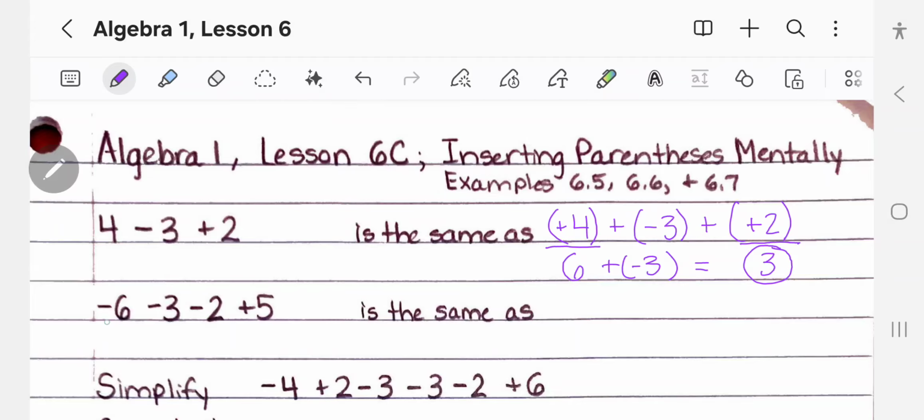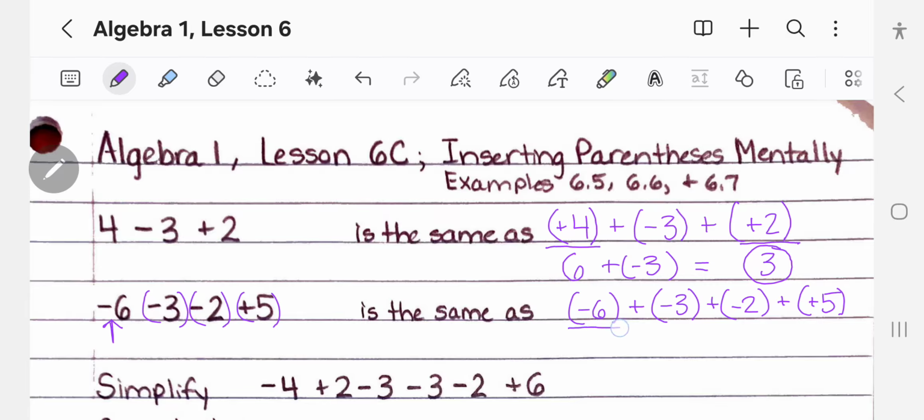I'm going to read this as negative 6. And then I'm going to insert a plus and put this in parentheses, plus a negative 3. And then I'm going to insert a plus and put this in parentheses, negative 2. And then I'm going to insert a plus and put this in parentheses. Oops, I put a minus. Plus 5. And then use the same strategy again where I combine positives and negatives.